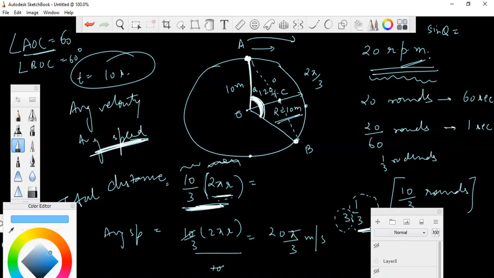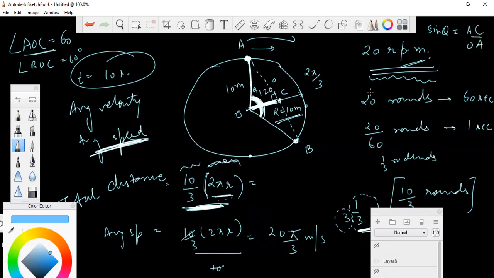This angle is 90 degrees. AC by OA, because sine theta is supposed to be perpendicular by hypotenuse. This OC is the base, because the base is the side making the angle with theta. OC is the base for theta and AC is your perpendicular. So sine theta has to be AC by OA. Is that fine?